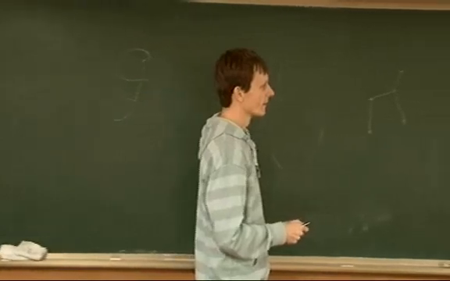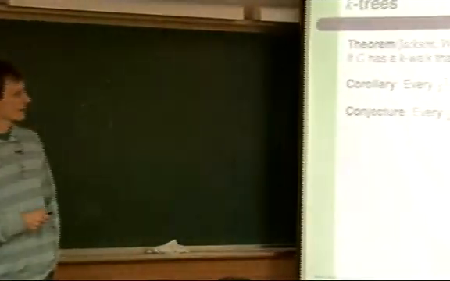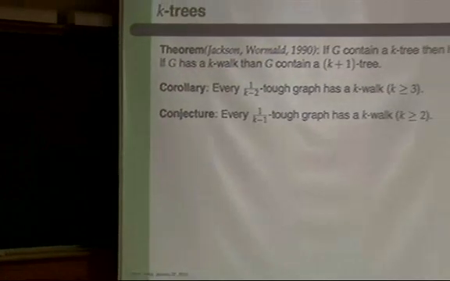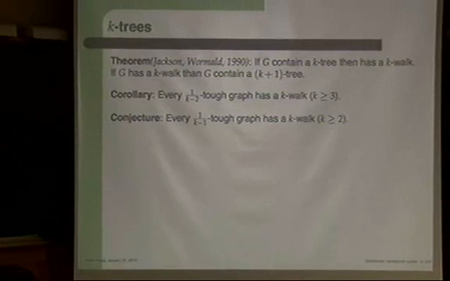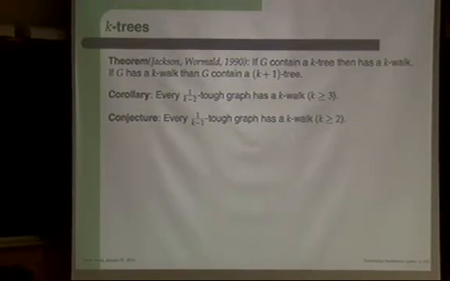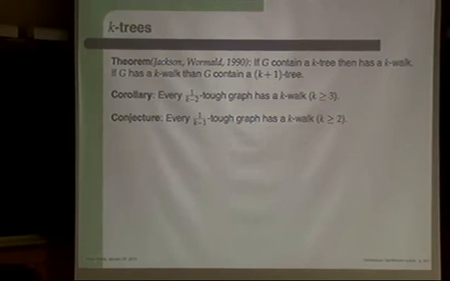Therefore, just combining the previous two theorems, we have a sufficient condition for the existence of a k-walk, and it says that if the graph is 1 over k minus 2 tough, we have a k-walk. But it works only for k greater or equal than 3. So that's from these guys. They also conjecture, when you see this corollary, that it might be improved by just 1 down here. It is still open whether, if the graph is 1 over k minus 1 tough, it has a k-walk. So it still can be improved.